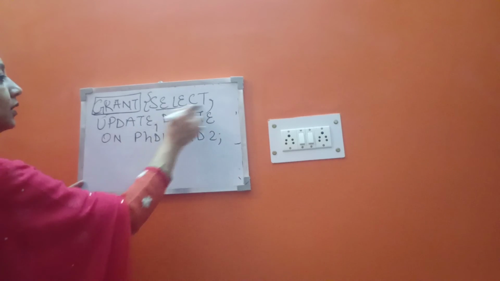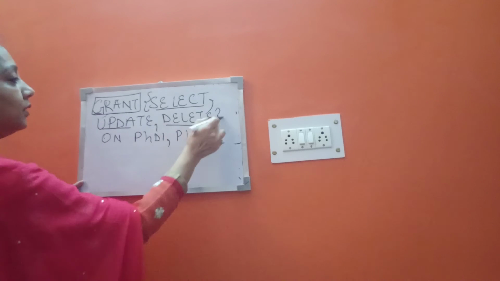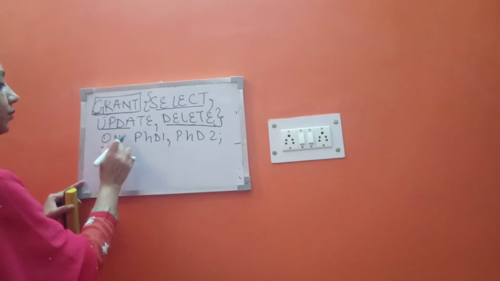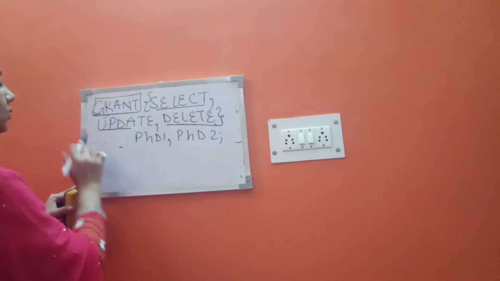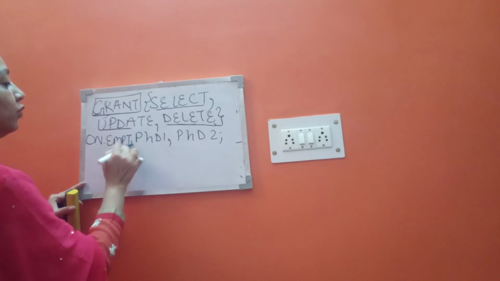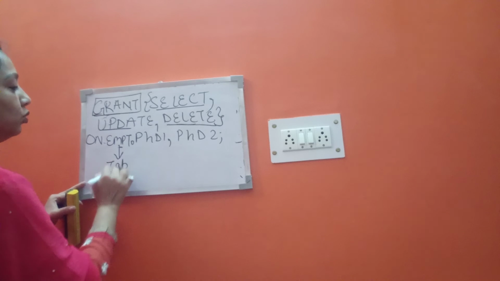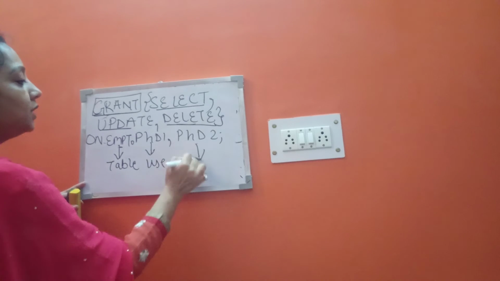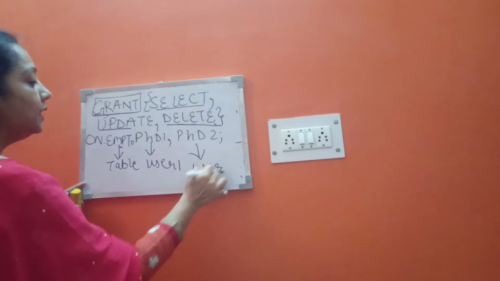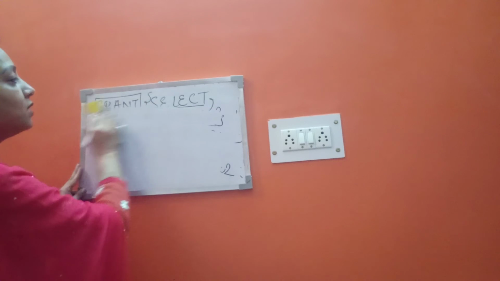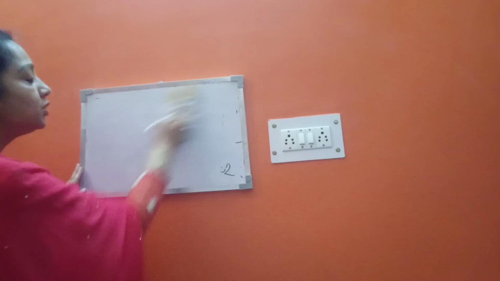Select, update and delete are the privileges that are given to my users on which table? On the EMP table. To which users? To PhD1, the first user, and PhD2, the second user. So this is how I can grant one or more than one permissions or privileges to more than one user at the same time.